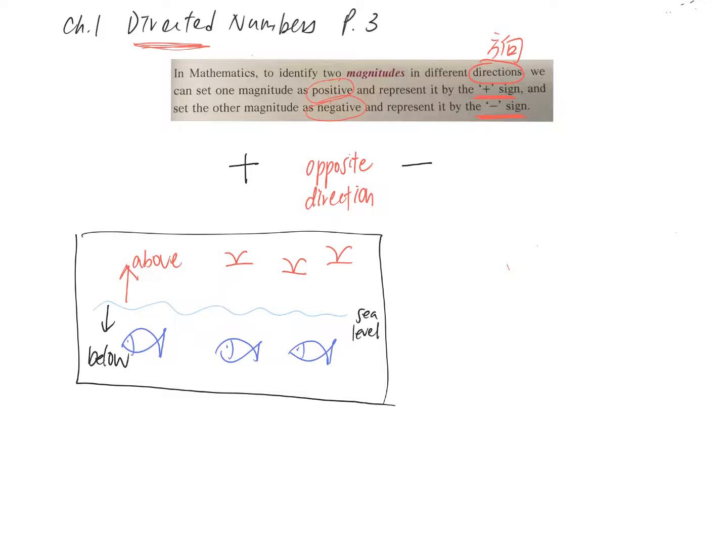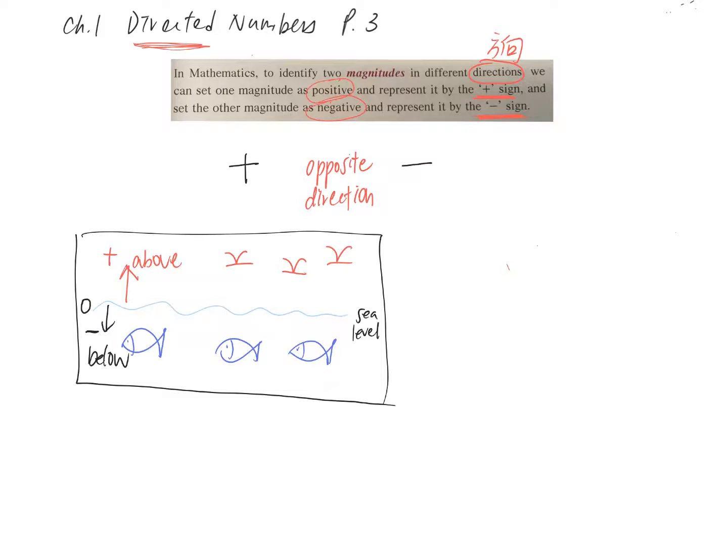So in mathematics, we have two directions. If I say that the sea level is at 0 meter, then whatever is above the sea level, I can represent by a positive sign. And the opposite, things that are below 0, below the sea level, I can represent by a negative sign. So these are the directions.